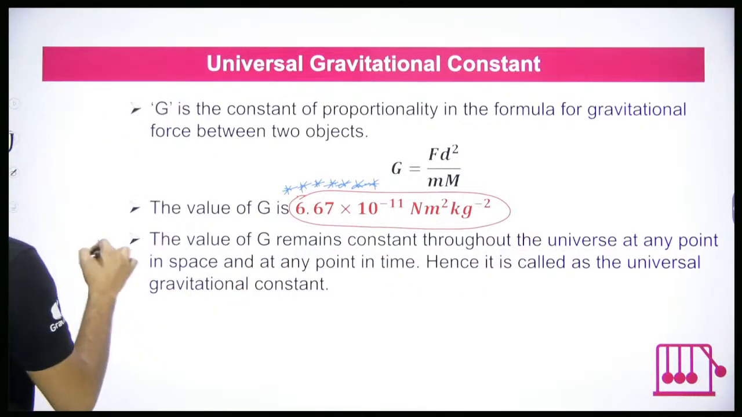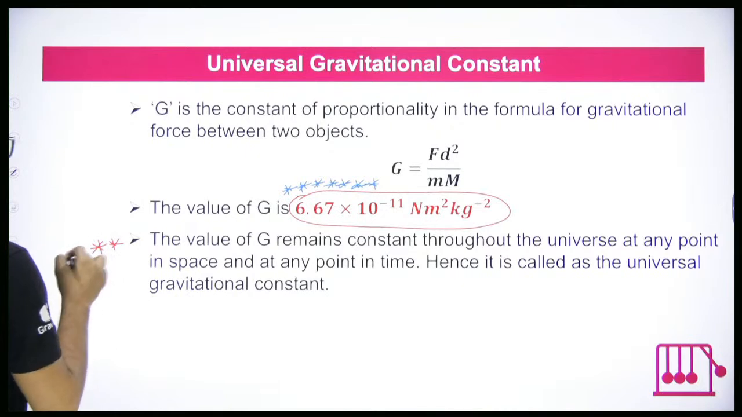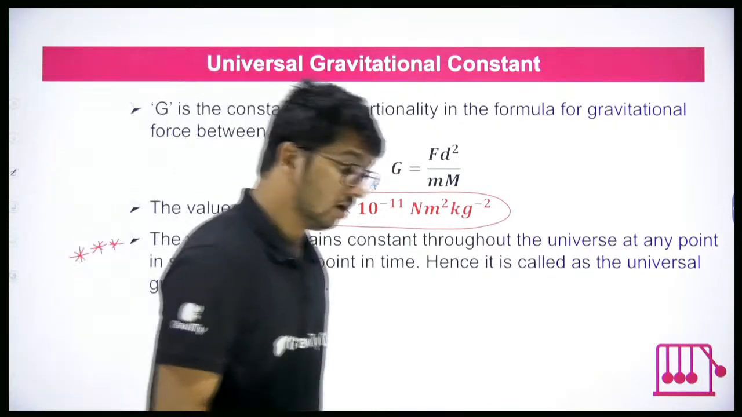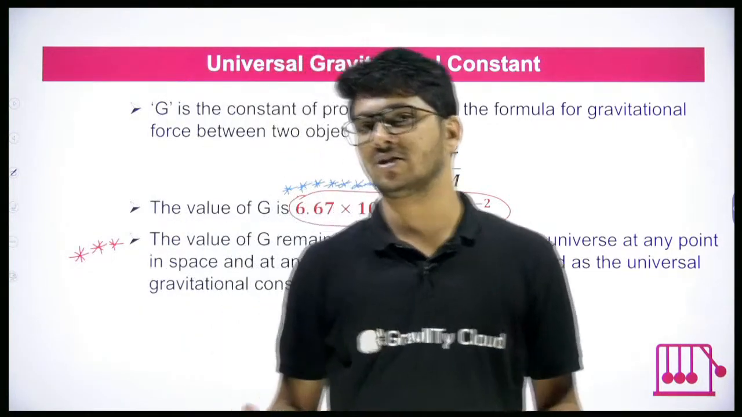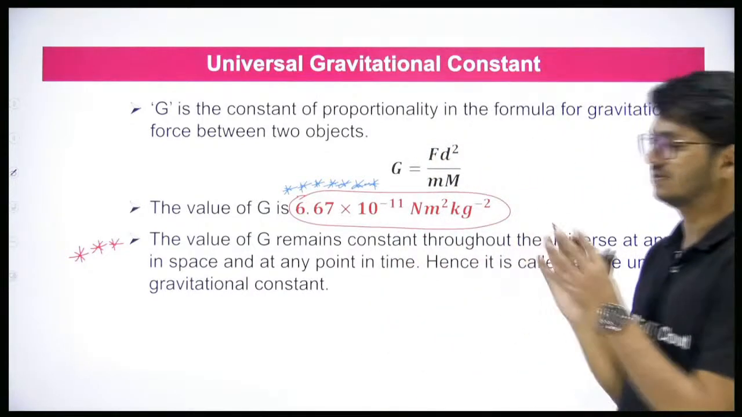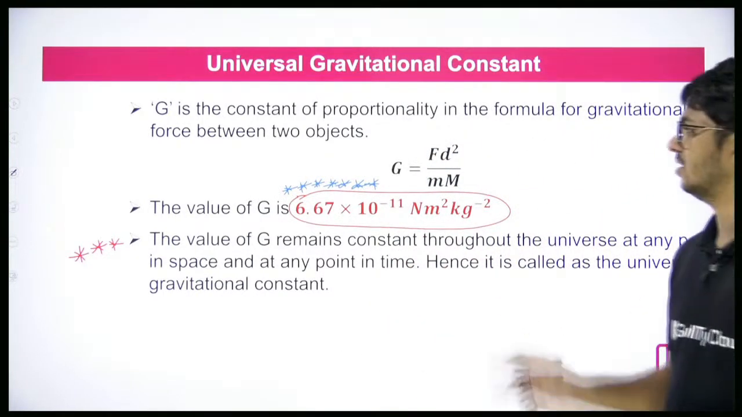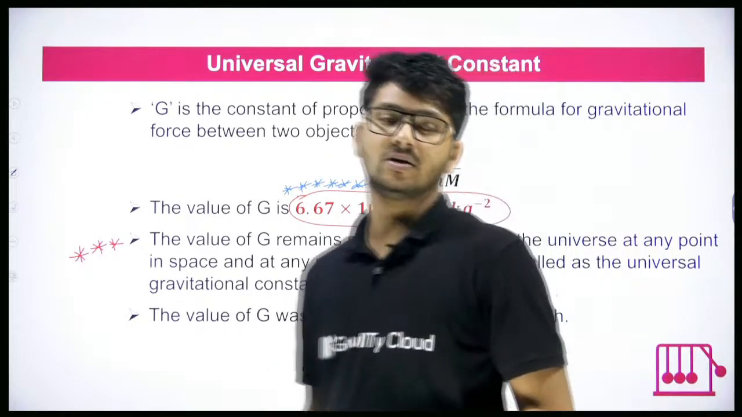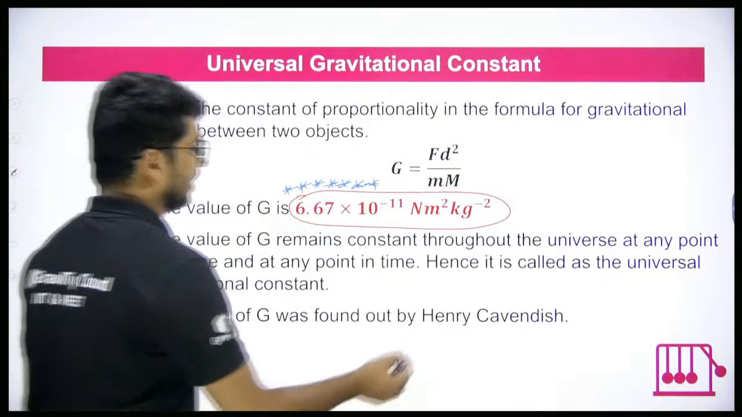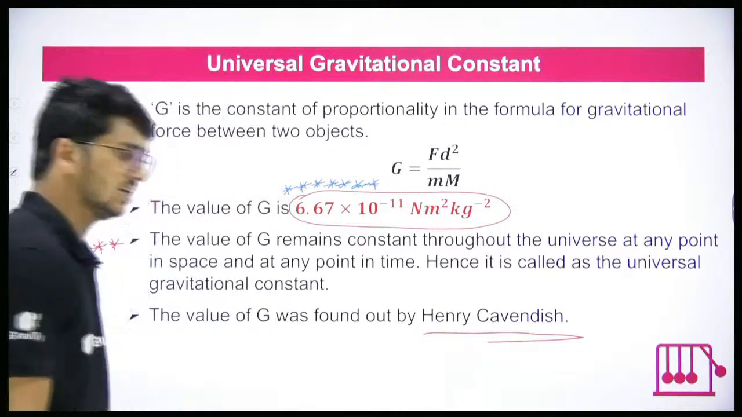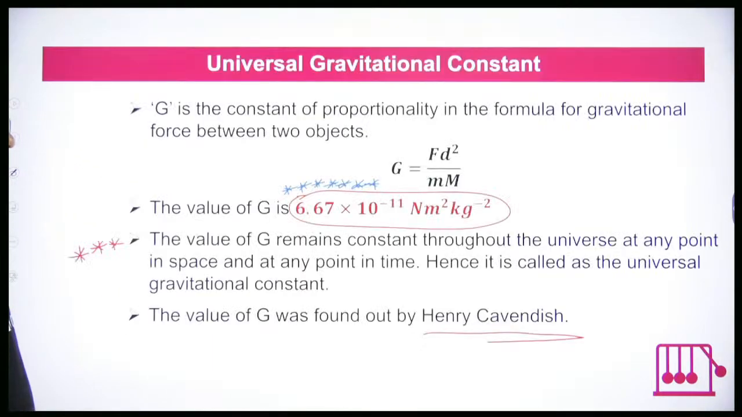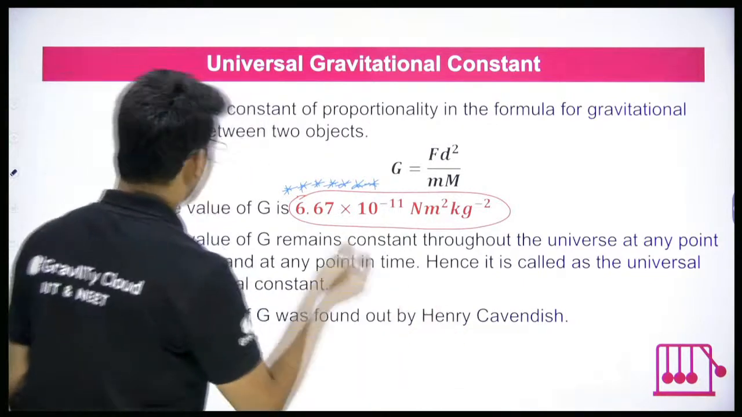So this is also important. A very simple question will come: why is capital G called the universal gravitational constant? The simple answer is this. Got it? The value of G was found by Henry Cavendish, again the name of a scientist. He did the experiment and found it. Okay, so I think that's it for today. We'll end it here.